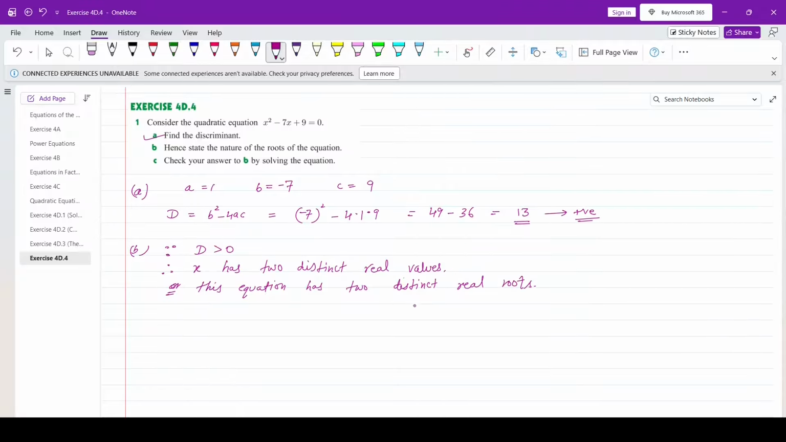We can say either of the statements. Check your answer to B by solving the equation. So let's now solve the equation. We know x is equal to negative b plus or minus square root of b square minus 4ac, divided by 2a. For simplicity, from now on we'll write this as negative b plus or minus square root of capital D, where capital D comes from this formula.